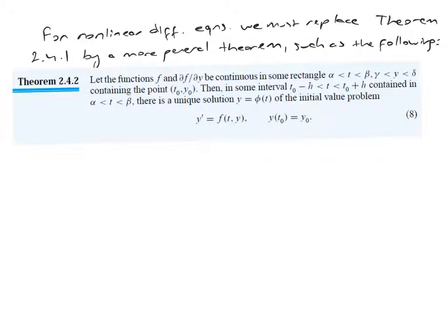Let's repeat what we read. Y prime in our first order nonlinear differential equation is equal to function f, and f is the function of independent variable t and dependent variable y, and our initial value is defined at the point where t is equal to t sub 0. If the functions f and df over dy are continuous in some rectangle containing the initial value, then in some interval there is a unique solution between t sub 0 minus h and t sub 0 plus h. Let's write what we said.